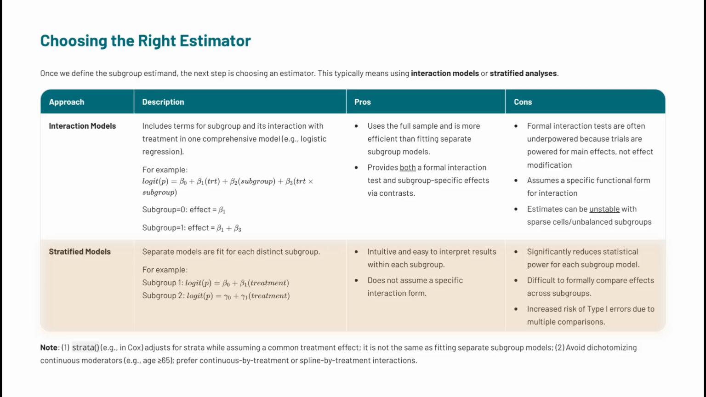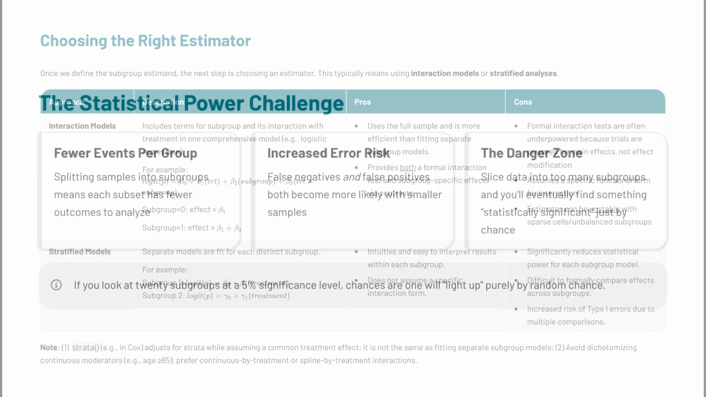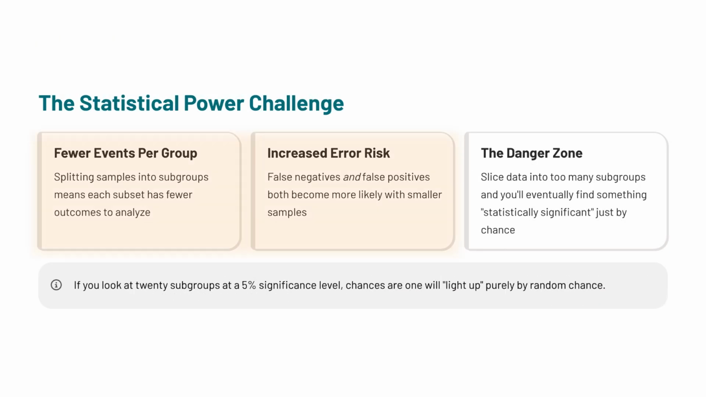The alternative approach is to fit separate models for each subgroup. This kind of approach is intuitive and doesn't assume a particular interaction form. However, splitting the sample into subgroup datasets means each subset has fewer events, which does two things. First, it increases false negatives. With fewer events per subgroup, standard errors get bigger, confidence intervals widen, and even a real difference won't clear the usual alpha of 0.05, or potentially a lower alpha if you are accounting for multiple testing. So, statistical power drops fast, and you are more likely not to see a treatment effect simply because the estimate is noisy.